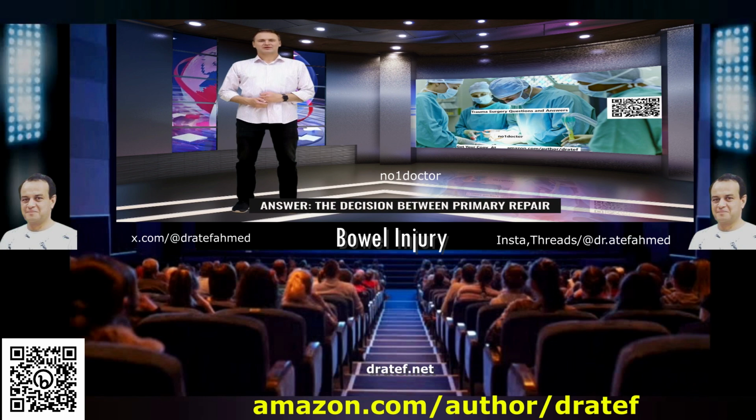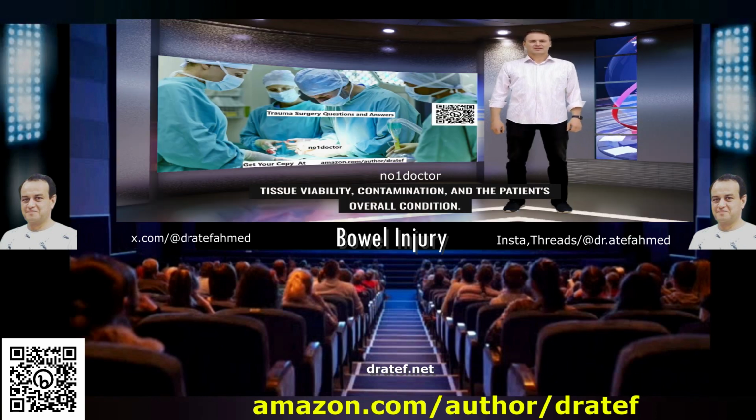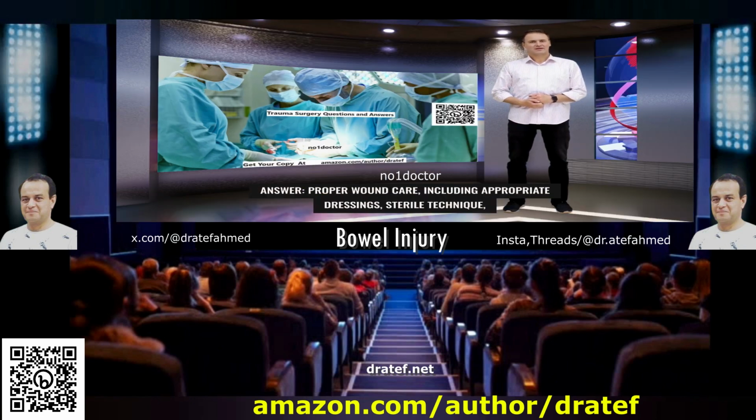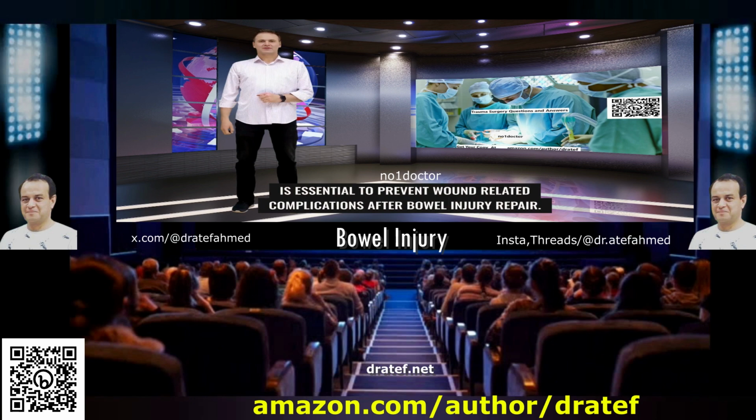Answer. The decision between primary repair and resection anastomosis in bowel injury depends on factors such as the extent of injury, tissue viability, contamination, and the patient's overall condition. Question. What is the role of post-operative wound care in managing bowel injury repair? Answer. Proper wound care, including appropriate dressings, sterile technique, and monitoring for signs of infection, is essential to prevent wound-related complications after bowel injury repair.